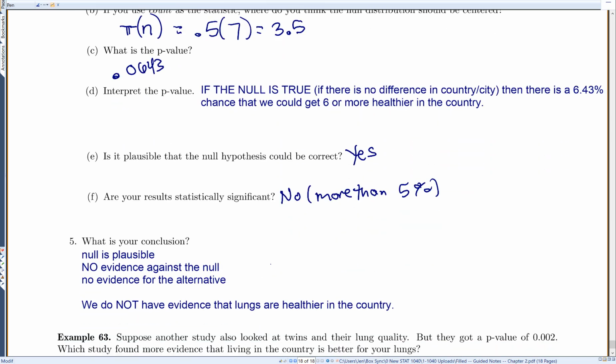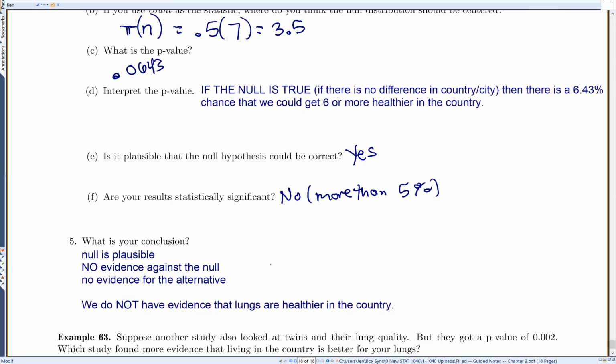So what is your conclusion? Well, we said the null is plausible. That means we have no evidence against the null. We have no evidence for the alternative. Or to tell our boss, we do not have evidence that the lungs are healthier in the country based on this study. Now, were we really close?